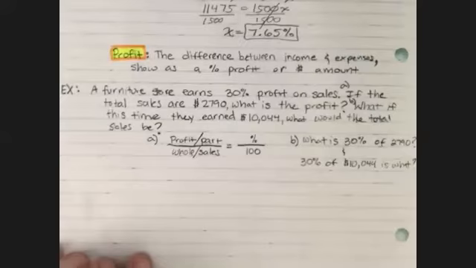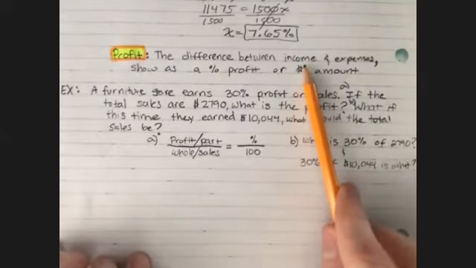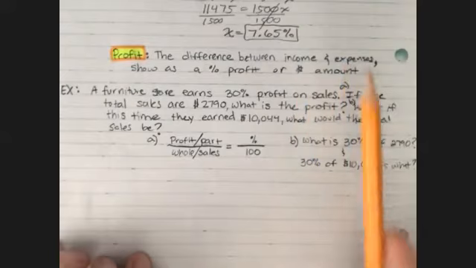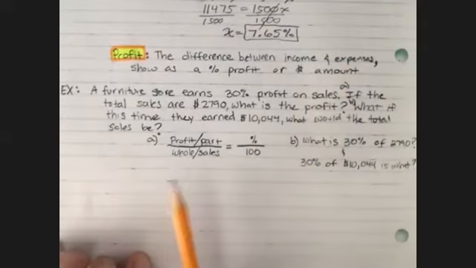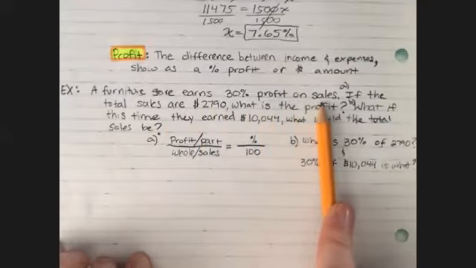The last thing we're going to be looking at today is profit. And profit is the difference between your income and your expenses. It can be shown as a percent profit, or it can be expressed as an amount, so a dollar figure. And in order to have a profit, you must have more income than your expenses are. All right, so for example, a furniture store earns 30% profit on sales.